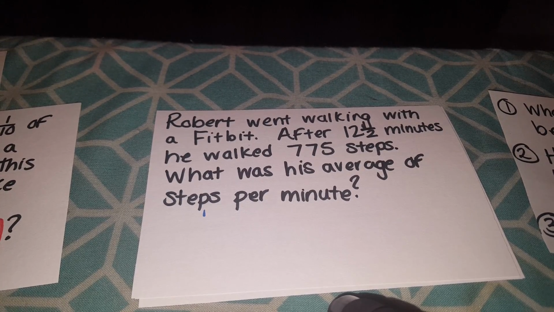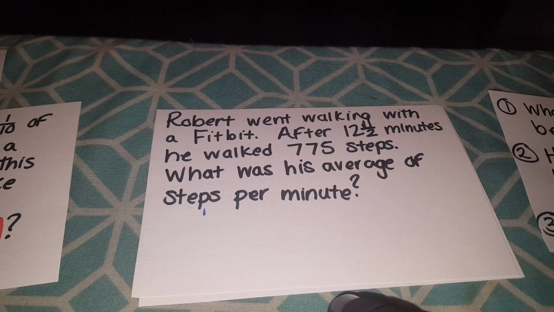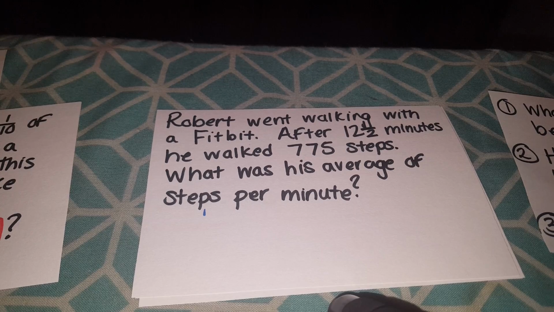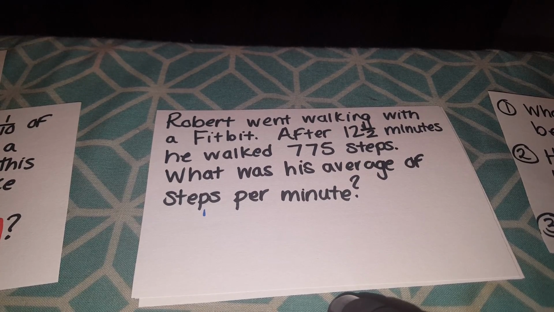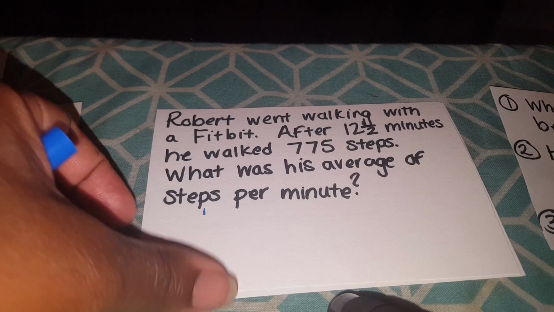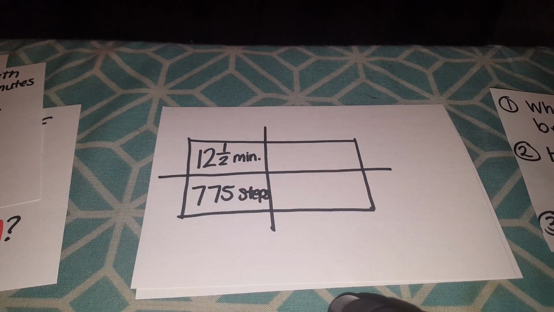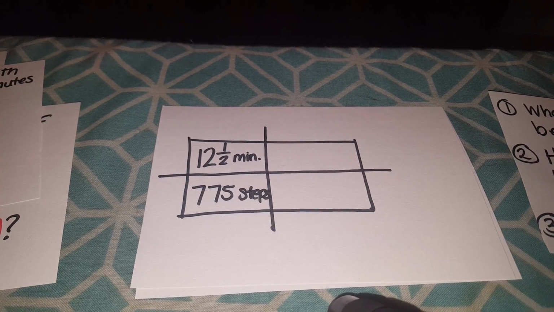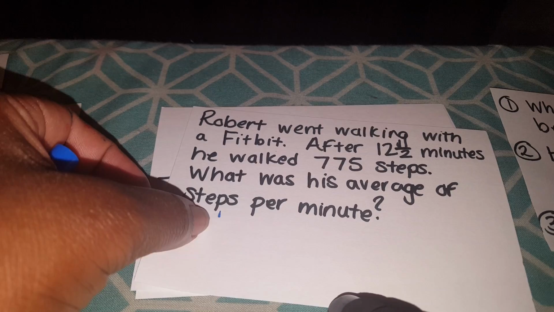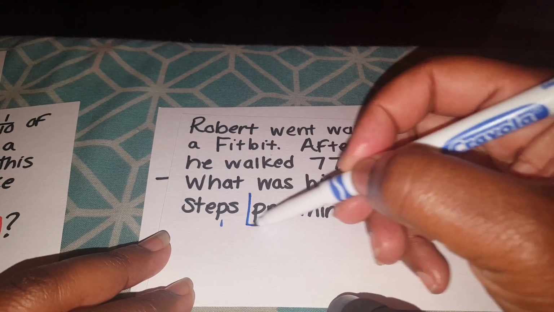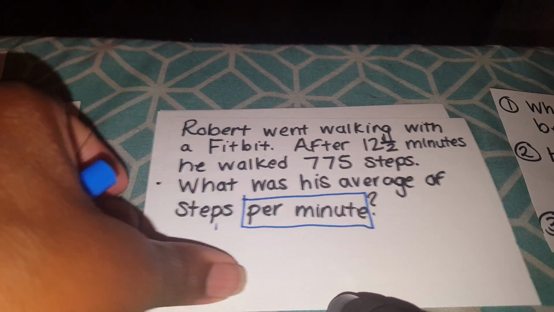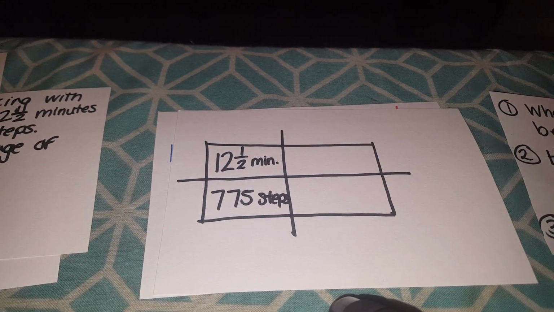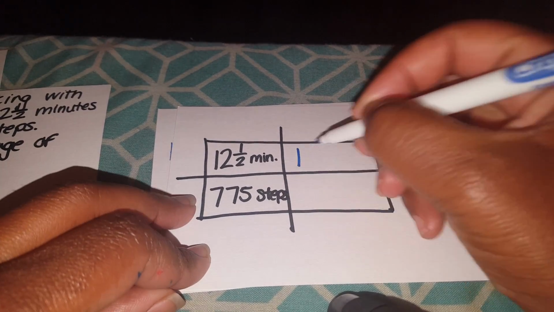All right, number 2. How are we going to set up the table? And what unit are we placing the 1 by? Have a friend set it up. Okay, if they began to set up like that, they are absolutely correct. Okay, where are we putting the 1 by? The question says average of steps per minute. So that means I'm looking for how many steps he can take in 1 minute. So I'm putting my 1 by the minutes.